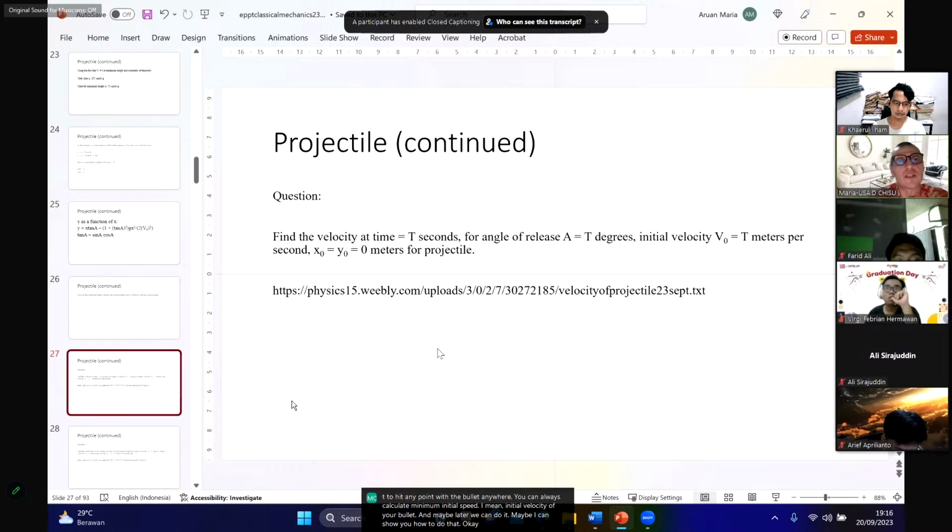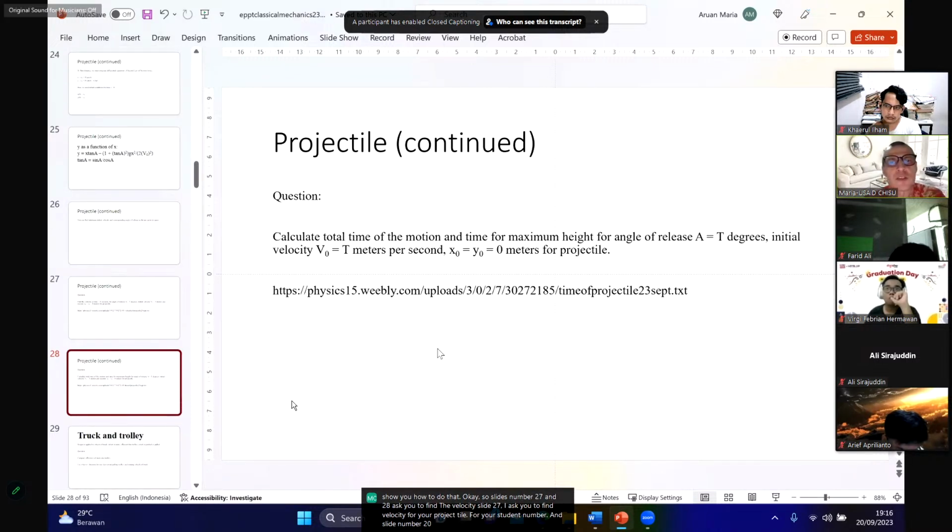Slides number 27 and 28 ask you to find velocity and time. Slide 27 asks you to find velocity for your projectile, for your student number. And slide number 28 asks you to find time for your projectile and for your student number. And I give you the code, just consider using the code and then make sure you give the correct units and the correct number of significant figures.